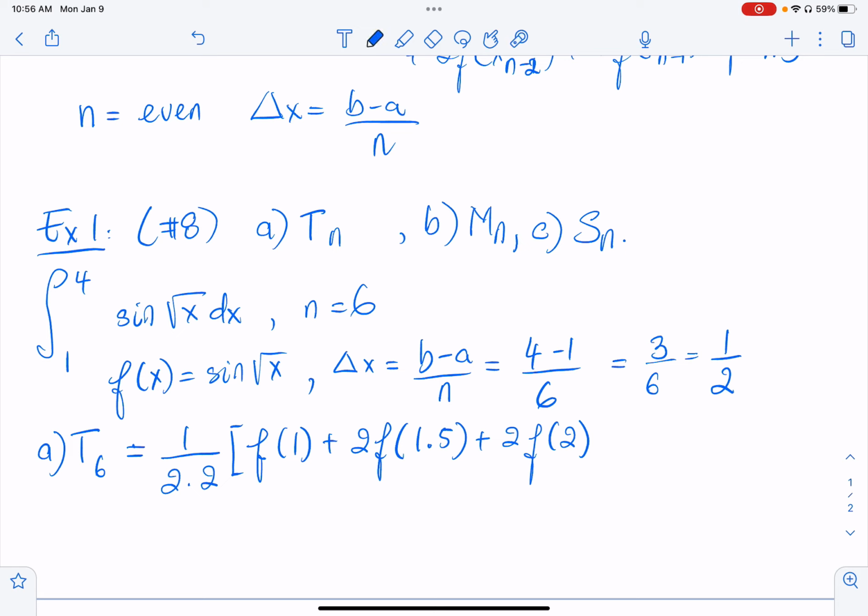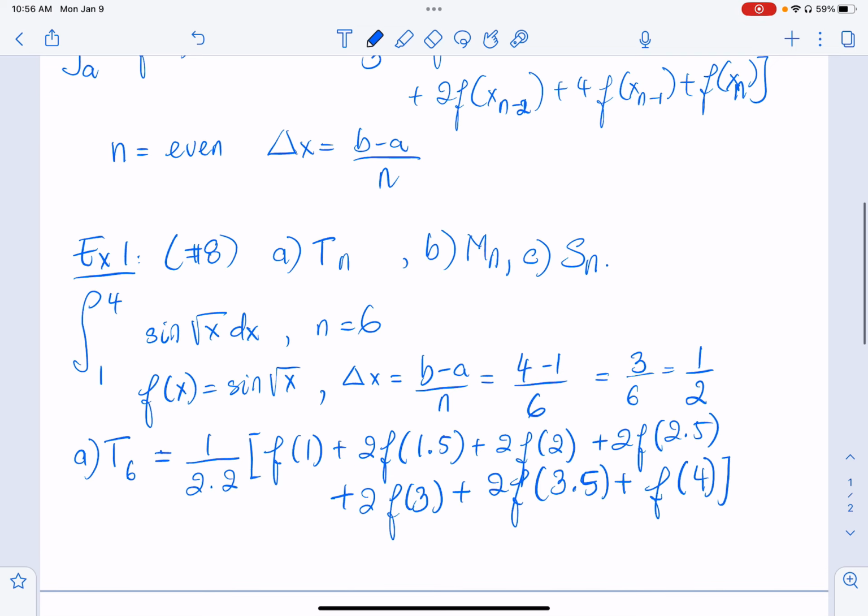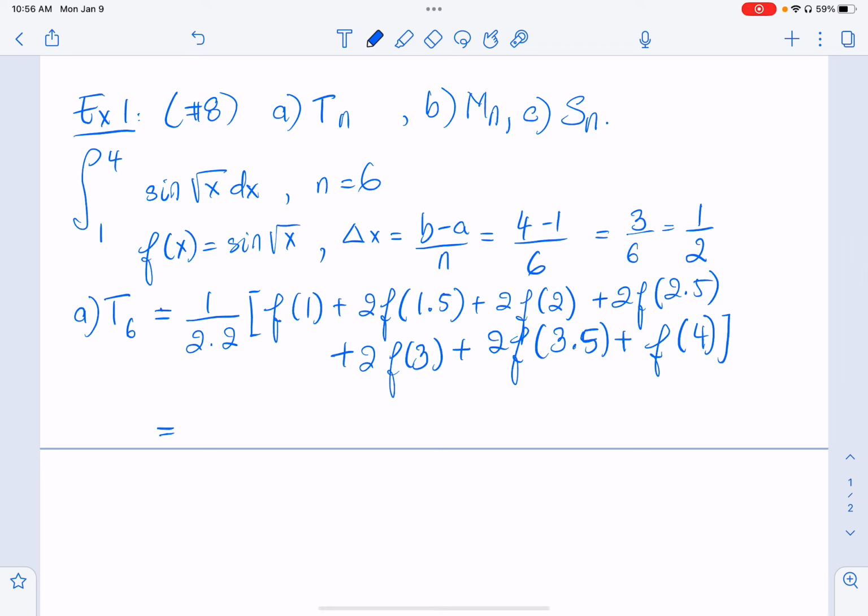What I have is 2 f of 2.5 plus 2 f of 3 plus 2 f of 3.5 plus the last one, we don't need to times 2, so it's just f of 4. And then we use a calculator. You're going to get 2.873085.